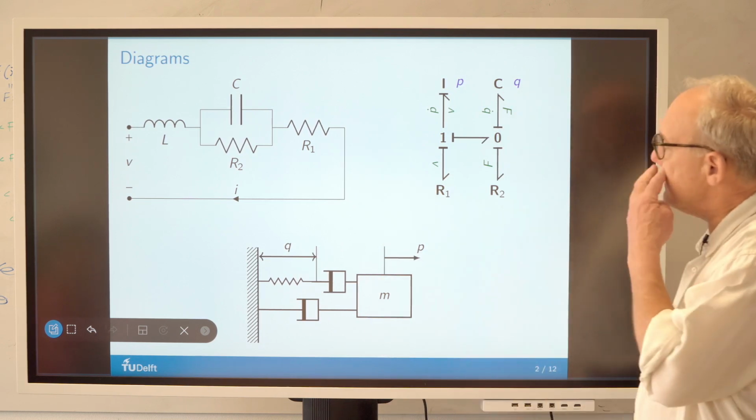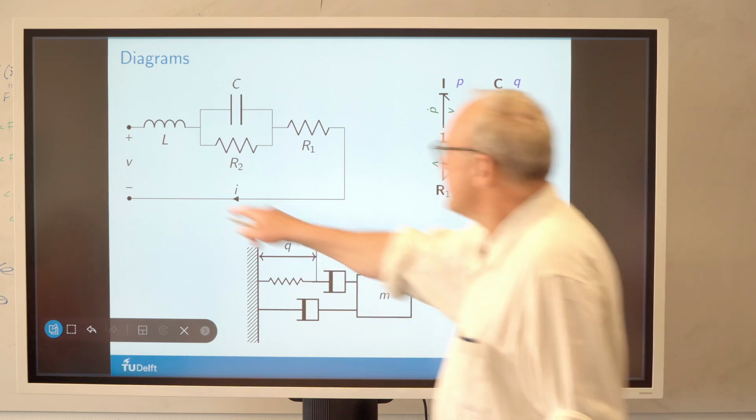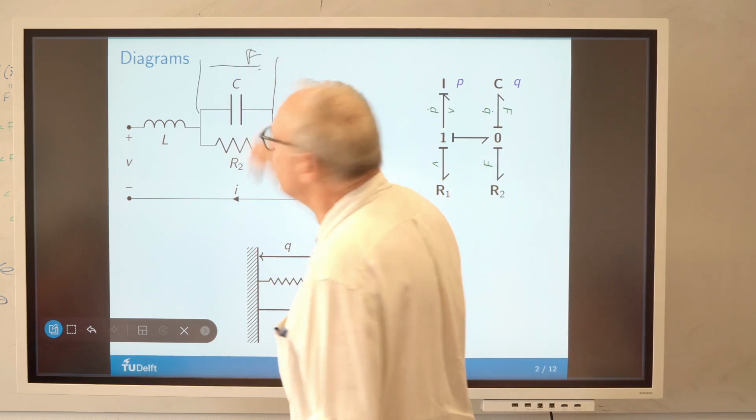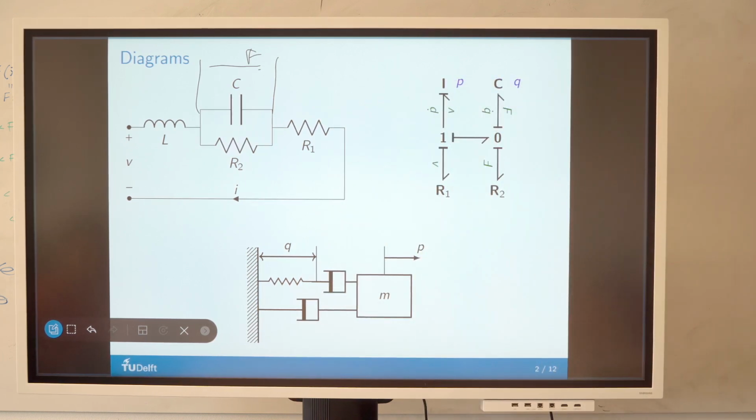I bet you there's a bunch of mistakes in it, so probably the voltage is not right. I see this now, that should be over here. It should be there. But I think the spirit is okay.